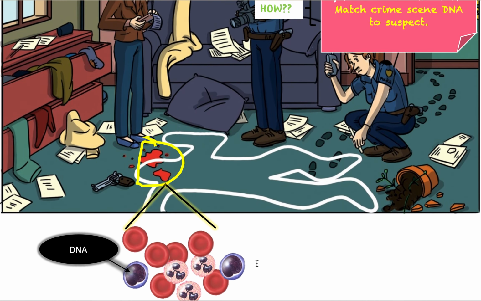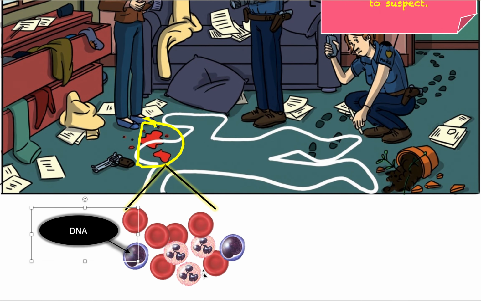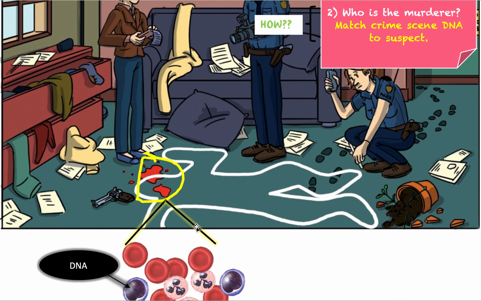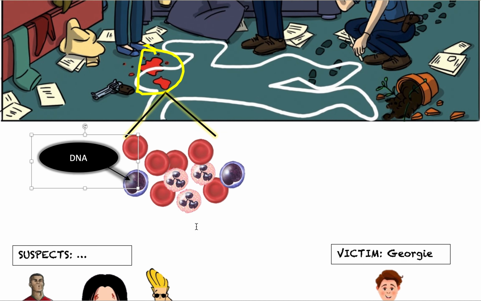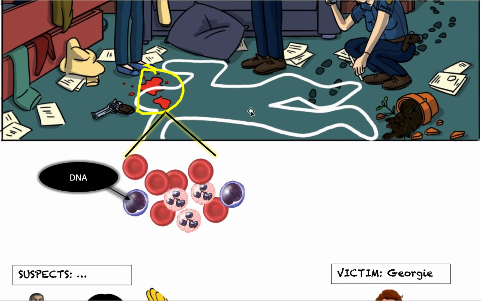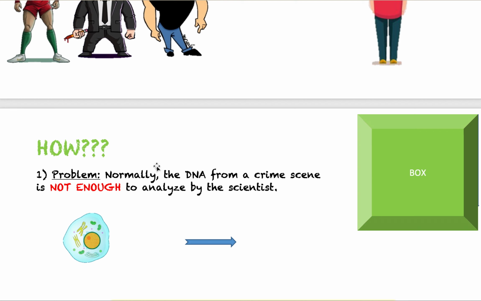Okay, so now you ask me how. How do we do this? So we know now we're going to use this DNA and try to compare it to the suspect's DNA. But how does this work? Okay, so let's move on to that. That's the whole topic. So normally the problem at a crime scene is that the DNA is not enough, right? There will be a little bit of blood on the floor, but normally that's not enough to actually do the testing. So it won't be enough.